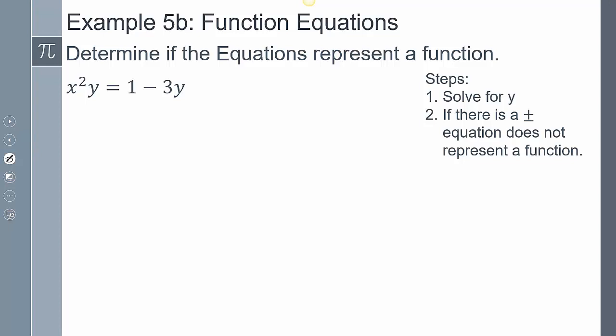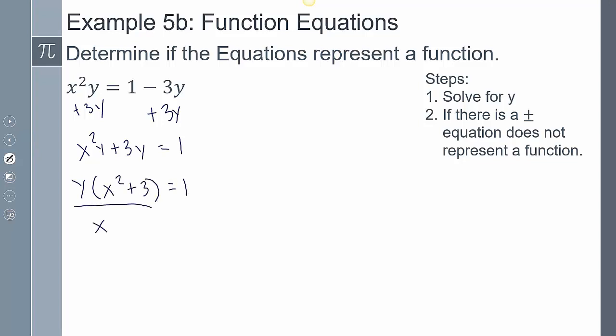And so for this one, let's get all of our y's to one side. So I can add 3y to both sides. So I'm going to get y squared y plus 3y equals 1. I'm just trying to get y by itself, so I can factor out a y that's in common, so I get x squared plus 3 equals 1, and then I can divide everything by x squared plus 3. And so I'm going to get y equals 1 over x squared plus 3. So I don't see a plus or minus, and so therefore I can make the assumption, yes, it's a function.